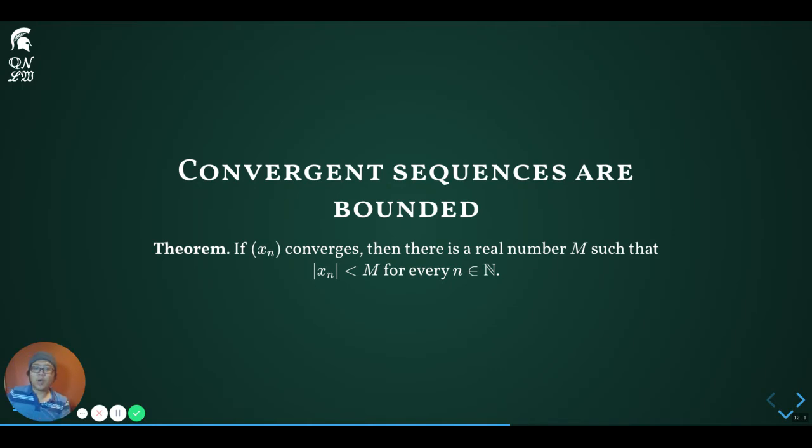Now let's give another property of converging sequences. A convergent sequence is necessarily bounded. Bounded here means that the set of all the values the sequence outputs must collectively be bounded above and below. This can be captured in saying that there is a number m such that it is bigger than the absolute value of every term in the sequence.